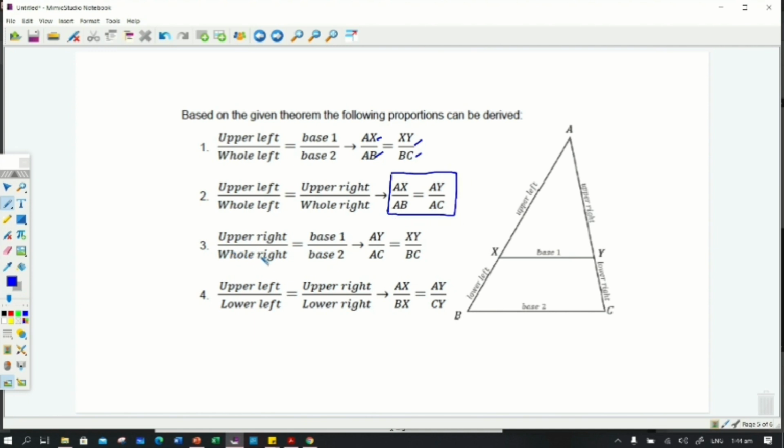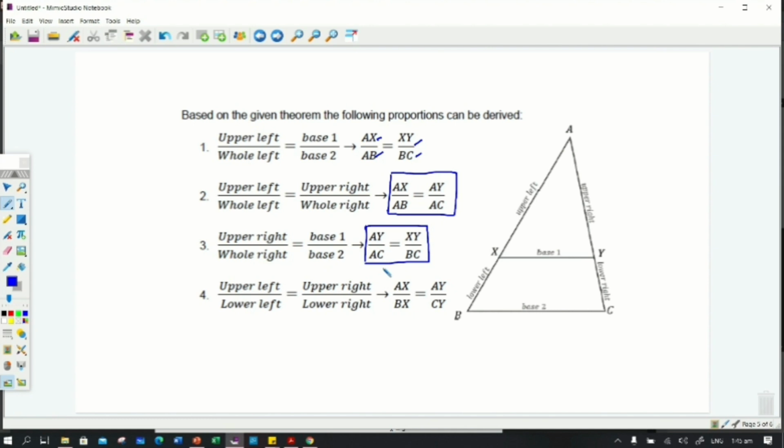Next, number 3, we have upper right all over whole right. Upper right, which is this one, all over whole right. So we have AC all over base 1, which is XY, all over base 2, which is BC. Okay, so this is the proportion.